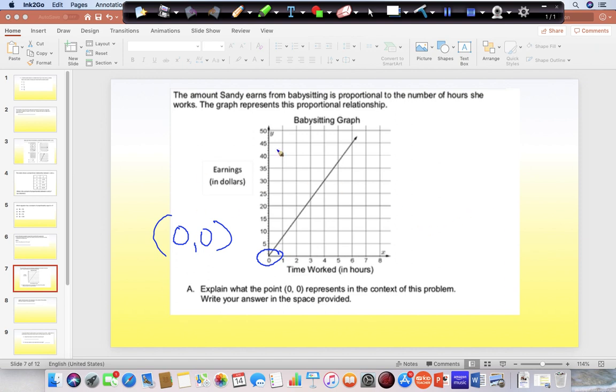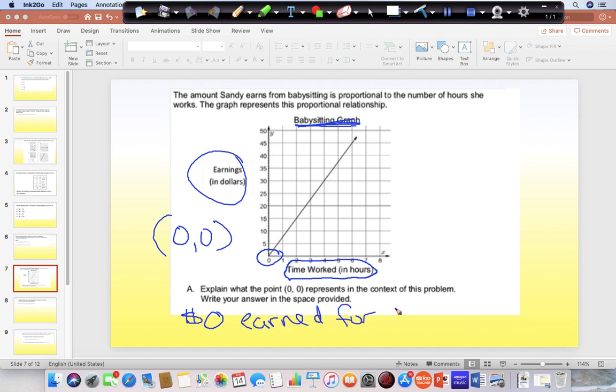That means we have to see what it is we're talking about. It's called a babysitting graph. Over here is the y-axis, which is talking about our earnings in dollars, and the x-axis is the time she worked in hours. So 0, 0 represents $0 earned for 0 hours worked.